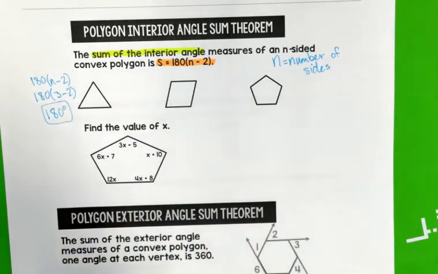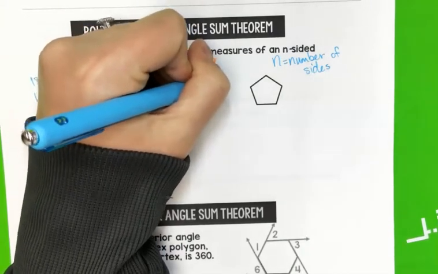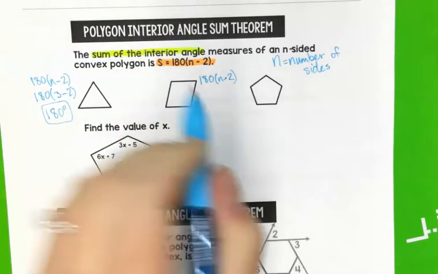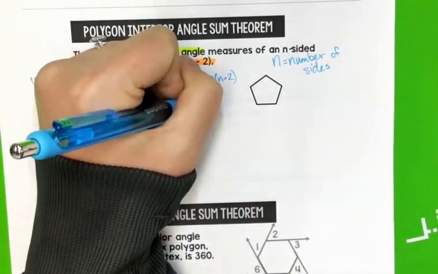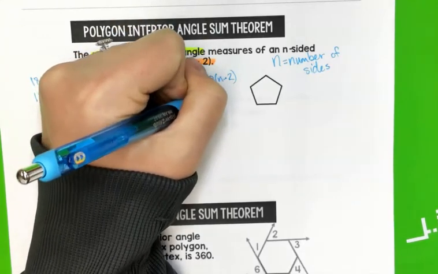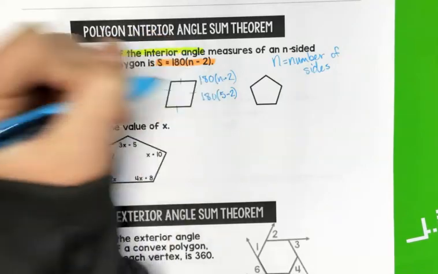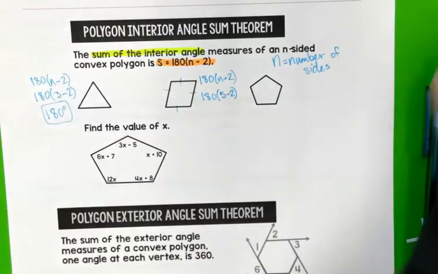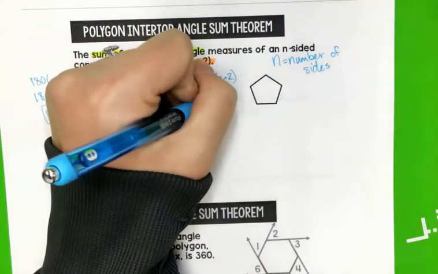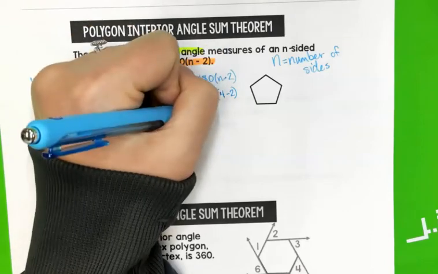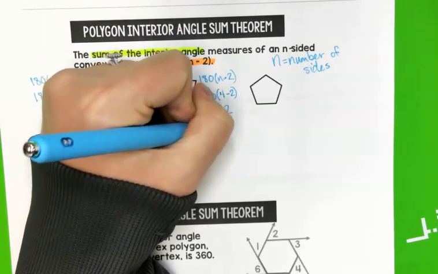So let's bump it up one more side. We have 180 times n minus 2 is our formula. We're going to plug in 4 sides. So 5 minus 2. So it's going to be 108, or my goodness, did I just put 5? I think I was looking at the pentagon. I did. Let's erase that. 4 minus 2, there we go, that's better. So 180 times 2 will simply be 360.